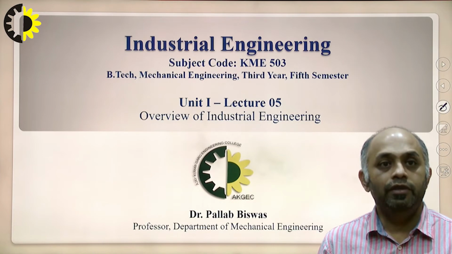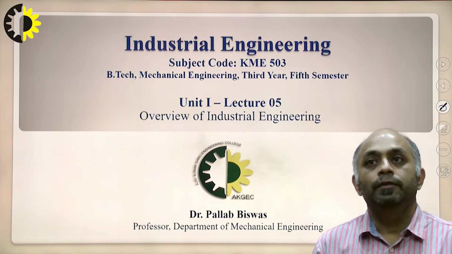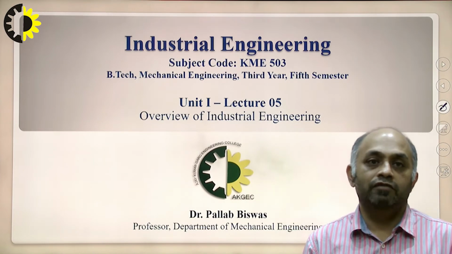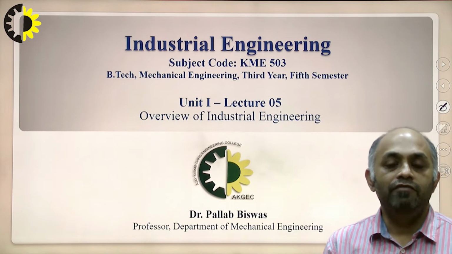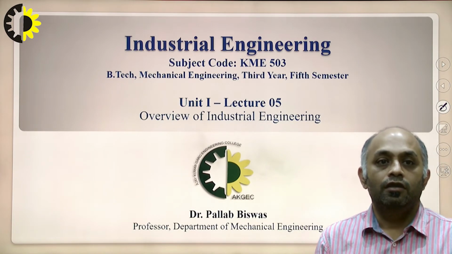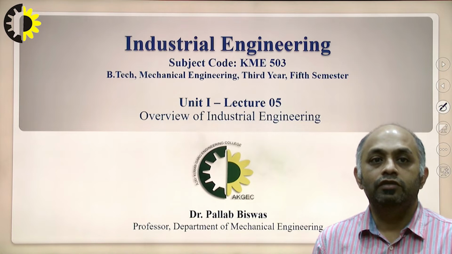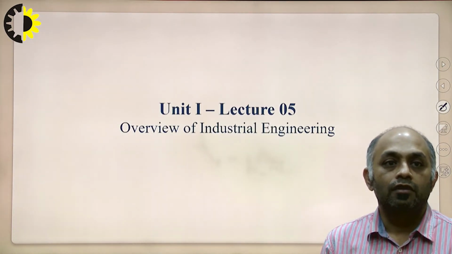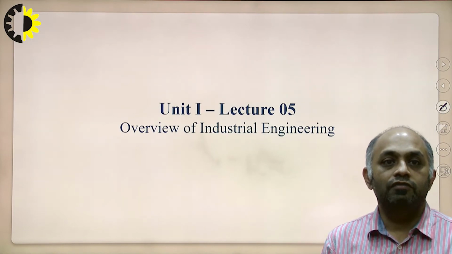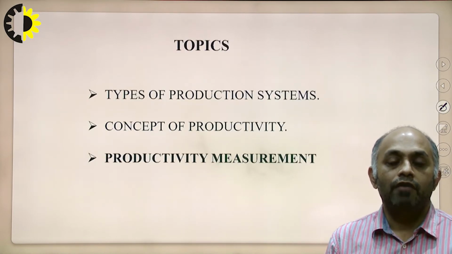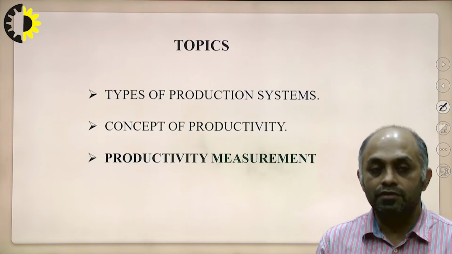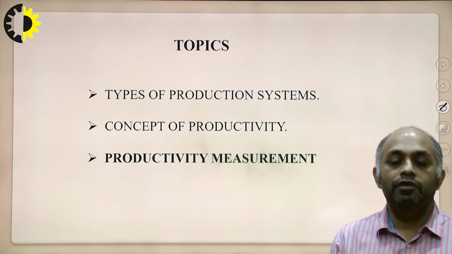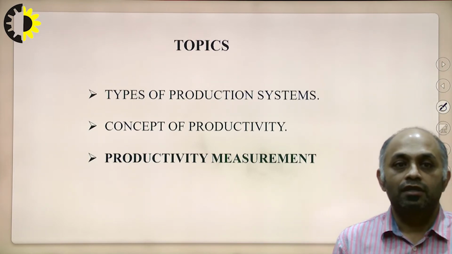So today we'll actually be talking about the measurement of productivity, and we'll go to lecture 5, and this is the last lecture of this overview of Industrial Engineering Unit 1, and then we'll proceed to other topics also. So this is the 5th lecture, Unit 1, and we have already completed types of production systems, concept of productivity, and today we'll be talking about productivity management, measurement, right?